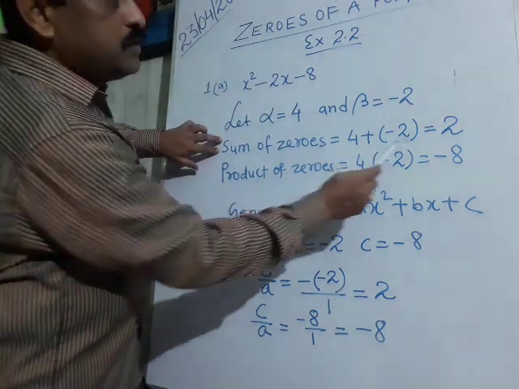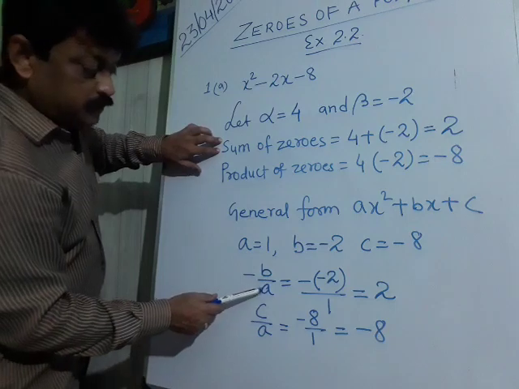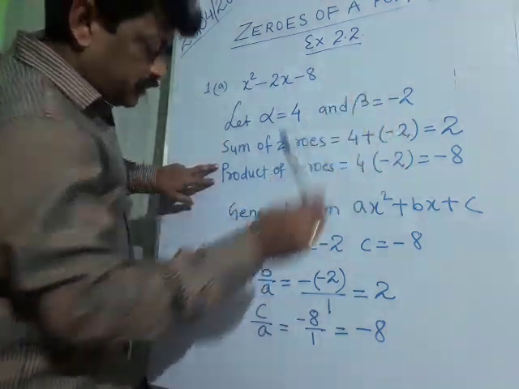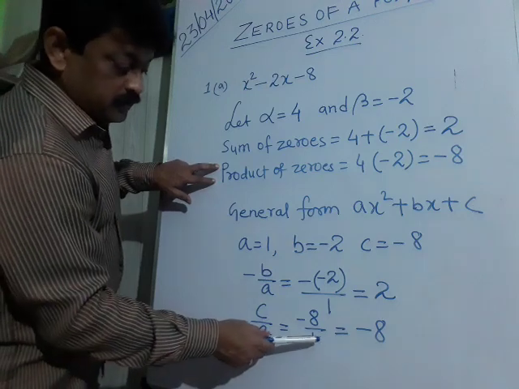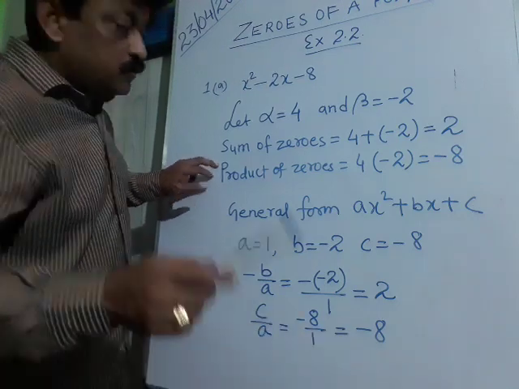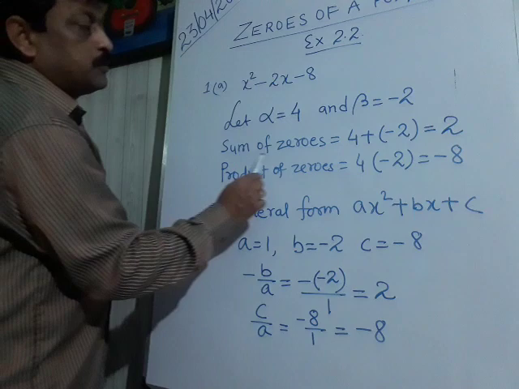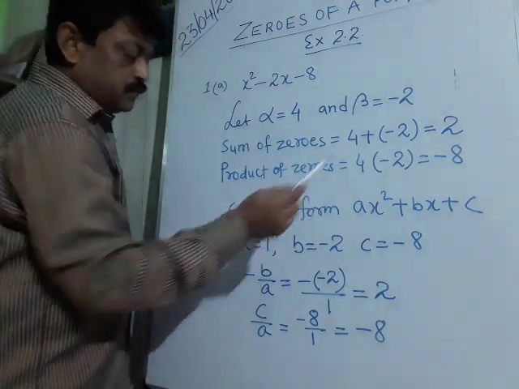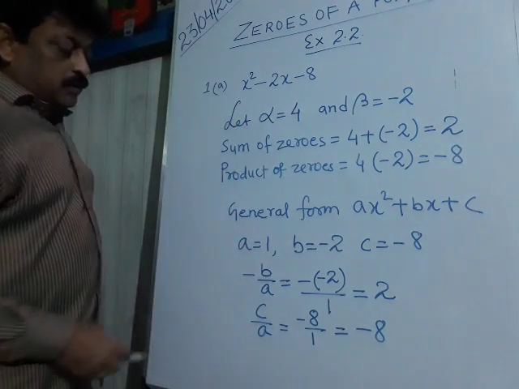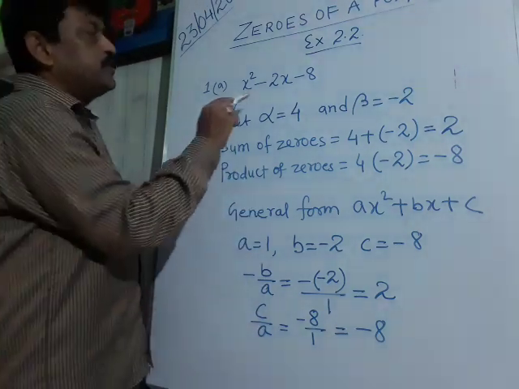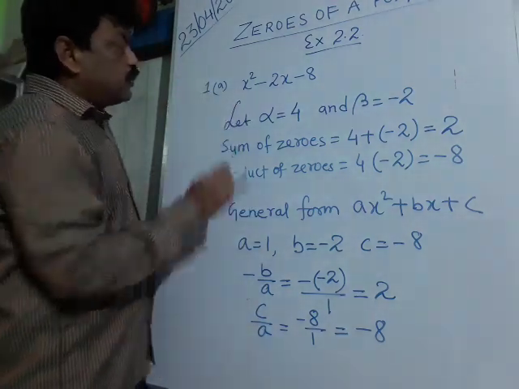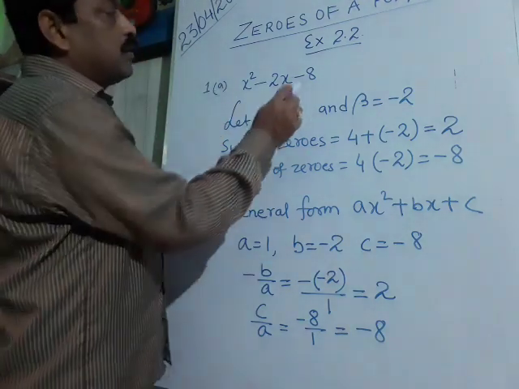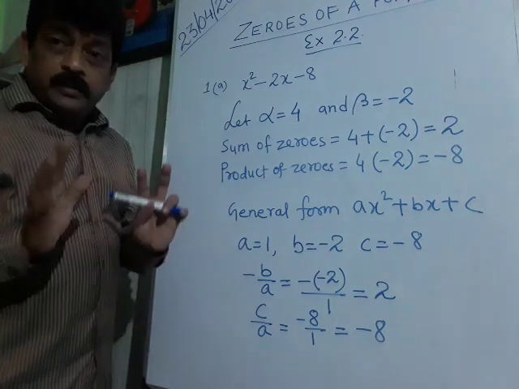Now see this, compare these two. Sum of the zeros is 2 and minus b by a is also 2. Product of the zeros is minus 8. c by a is also minus 8. So we can say that the sum of the zeros equals minus b by a and product of the zeros equals c by a. Now what is b? b is the coefficient of x, a is the coefficient of x square, and c is the constant term. So what we have proved here?